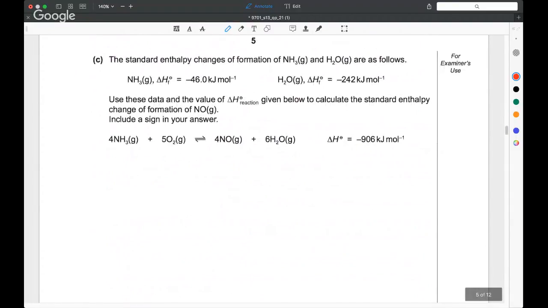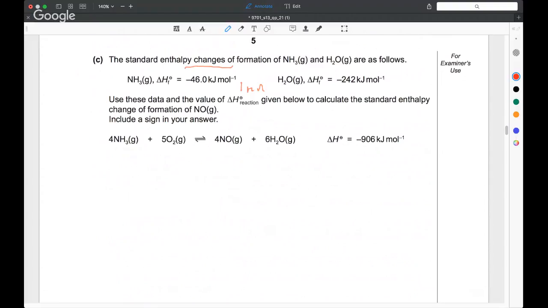Okay, still talking about this equilibrium, and it's talking about the standard enthalpy change of formation. Now you need to recall that the standard enthalpy change of formation relates to the formation of 1 mole of a particular compound. You need to remember that when we're using these values here, those values refer to 1 mole of ammonia or 1 mole of water. So that's what those values are describing there.